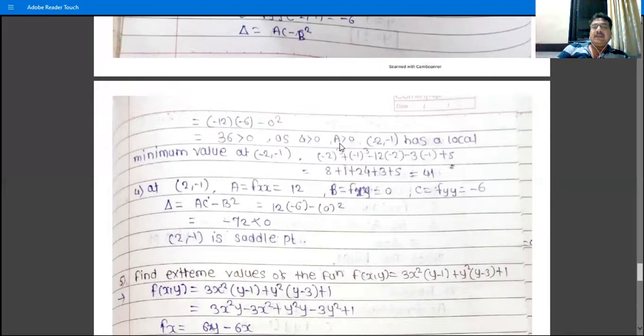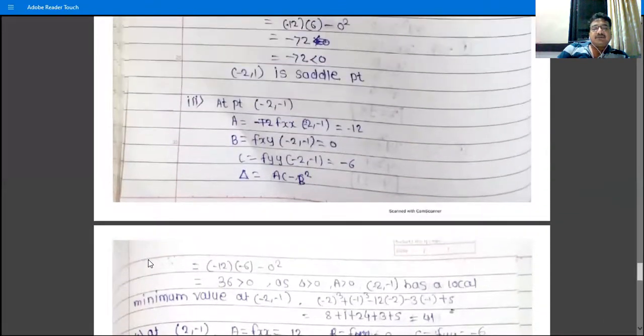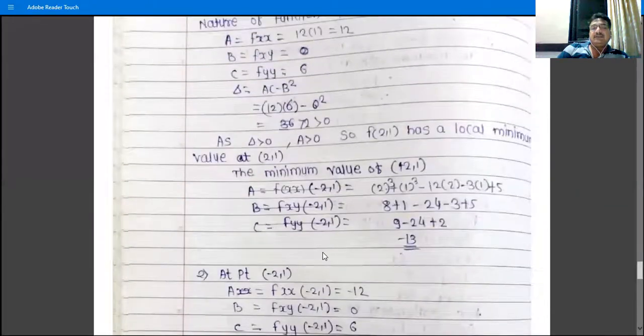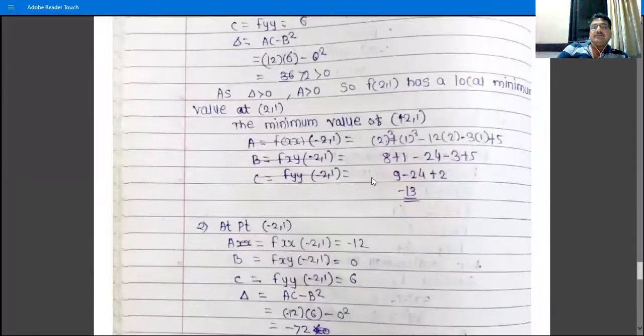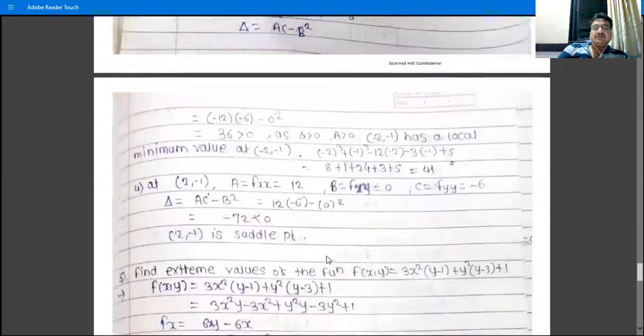And the maximum value of the function is what? The maximum value of the function fxy is equal to f of minus 2 minus 1. That is, substitute x as minus 2 and y as minus 1, and we have the answer 41. Check this answer also. Then lastly, the nature of the function at the critical point, the last point, 2 minus 1.